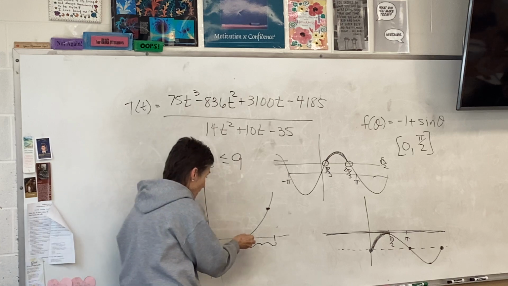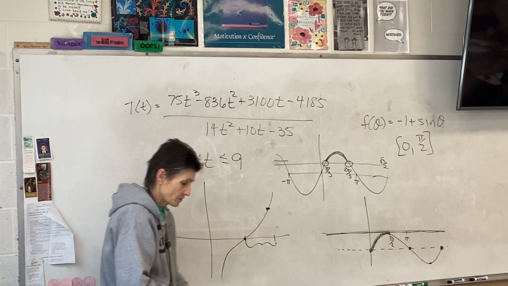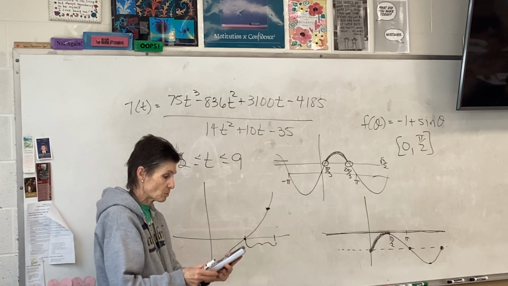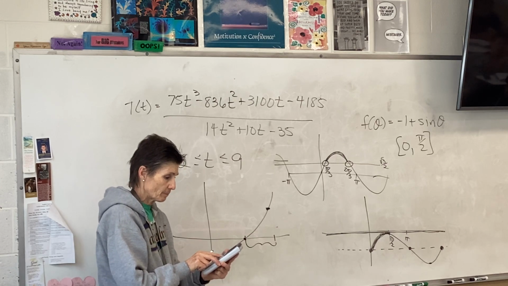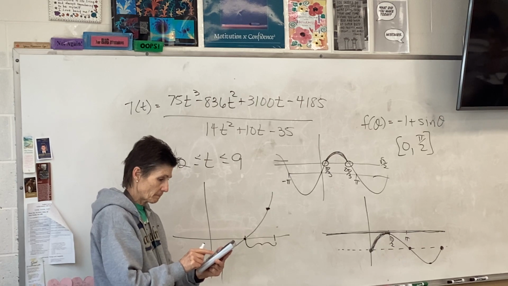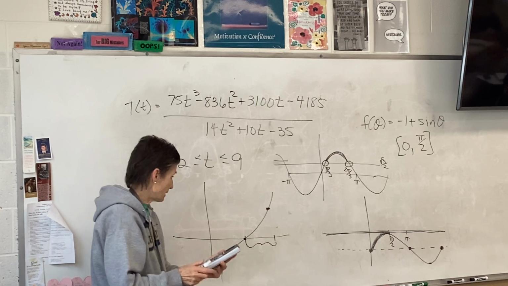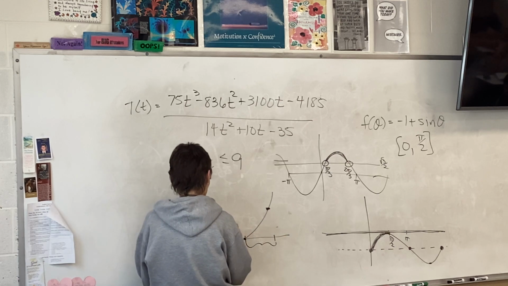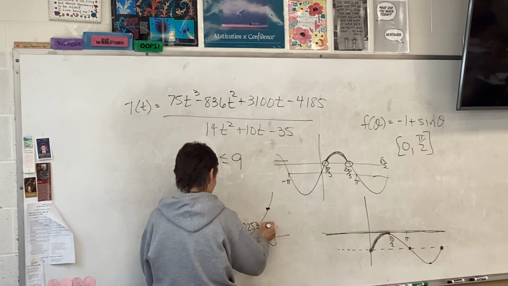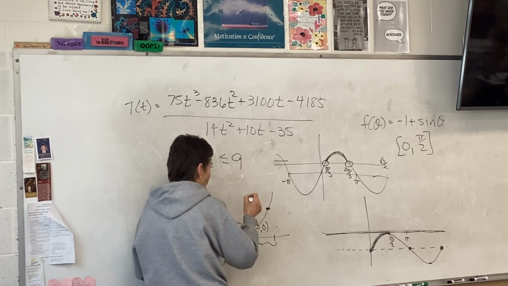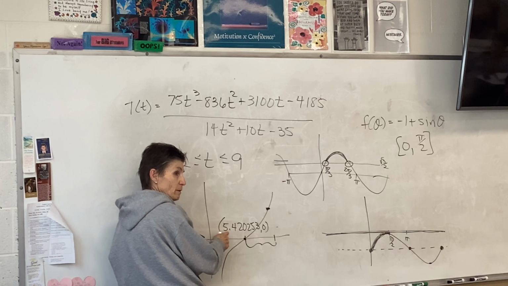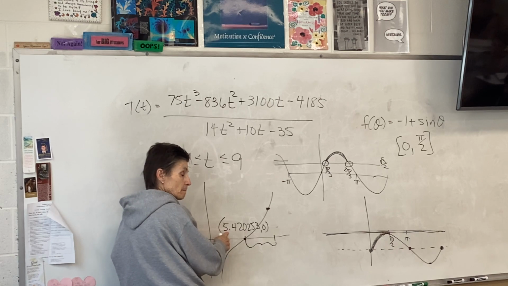All right, so how could I do this? Well, can I find that point? So I'll just go ahead and use second calc, zero, because that's what it is. And it looks like that point is 5.420253, comma 0. So when is the temperature 0? 5 hours, 5.4 hours. All right.